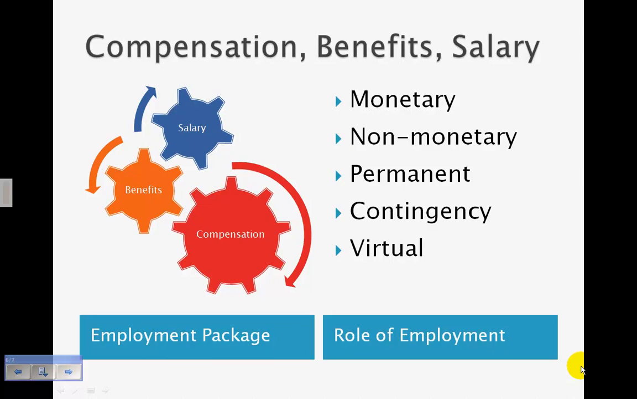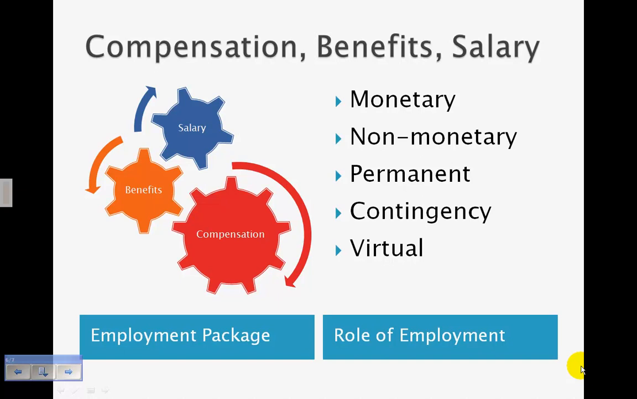But often there's confusion around compensation, benefits, and salary. So I want to clear that up a little bit. Salary is what you're paid. All right, it's the money you make, whether that's by piece if you're working on a manufacturing line, whether it's by hour, whether it's salaried, which means you get a certain set amount every week. That is your monetary compensation.